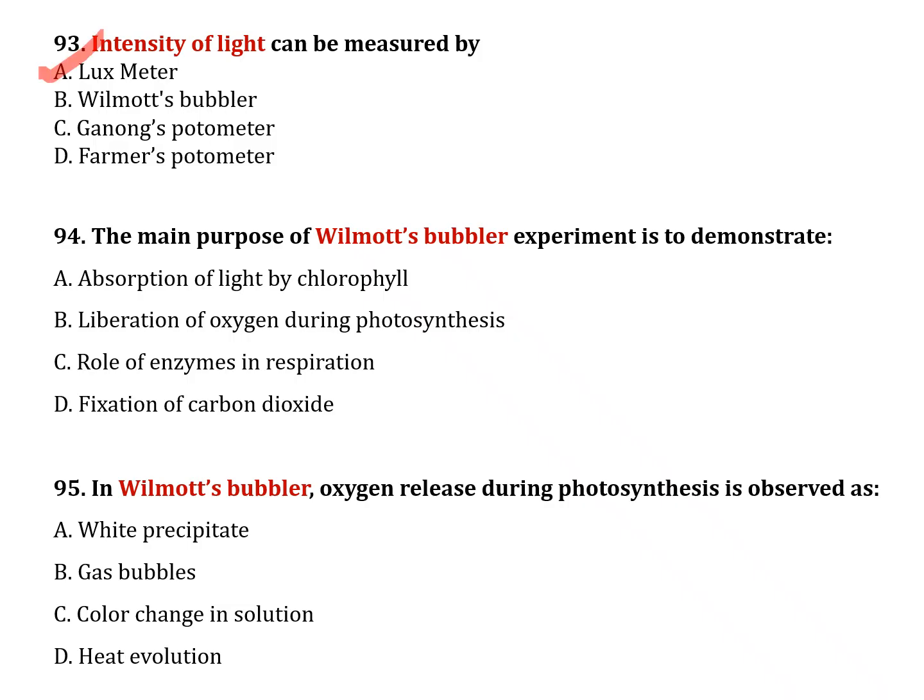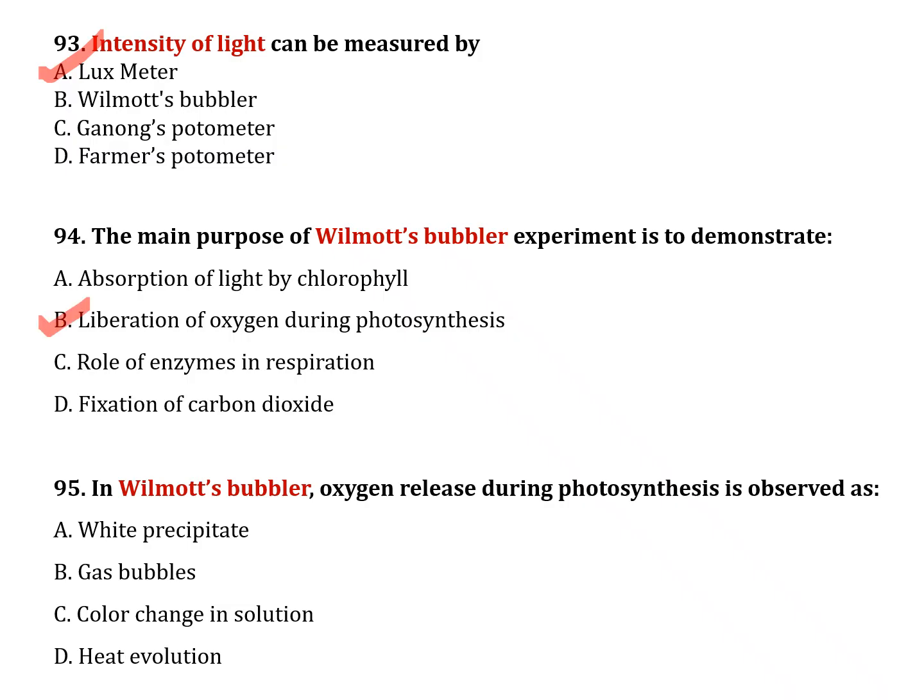The next question, number 94. The main purpose of Wilmot's bubbler experiment is to demonstrate option A, absorption of light by chlorophyll, option B, liberation of oxygen during photosynthesis, option C, role of enzyme in respiration, option D, fixation of carbon dioxide. Correct answer is option B, liberation of oxygen during photosynthesis.